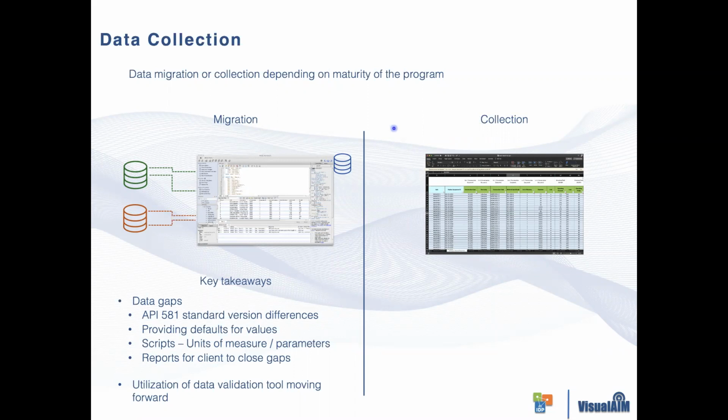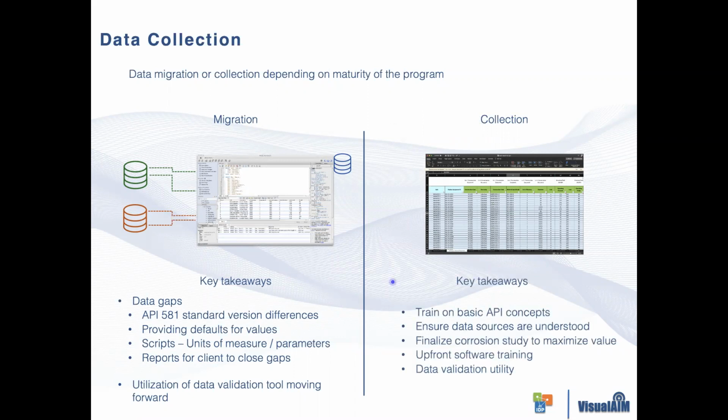As I mentioned, the scope that we had for this particular project was a data migration, but we've worked with some other customers in the past from a scratch point, essentially speaking, and there are some other takeaways that we'd like to share from that perspective. One of the main takeaways is that you really want to train basic API 581 concepts to your customer, and in particular their technical services team. We state this because in this particular project, the data collection portion was heavily performed by the customer. And at the early stages of this process, they were not super familiar with the API standard.